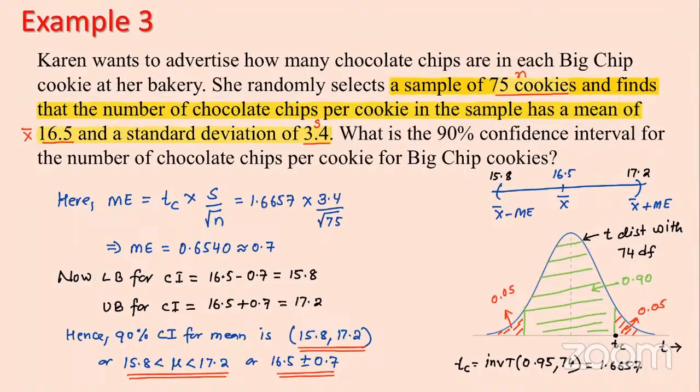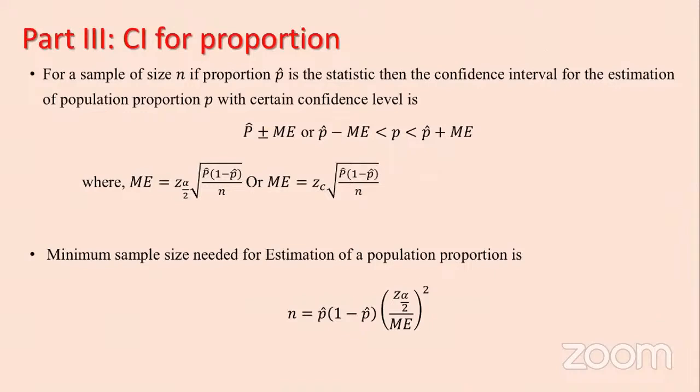Okay, now we move on to the third type of confidence interval, and this one is the confidence interval for proportion. One more time, the concept is exactly the same. In order to construct the confidence interval, we start with the point estimate in the middle, because here we are talking about the proportion. The value that goes in the middle will be the sample proportion p hat.